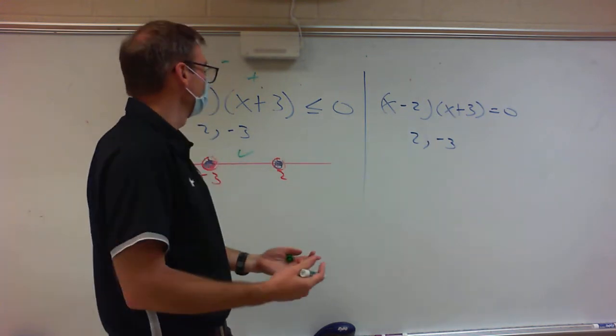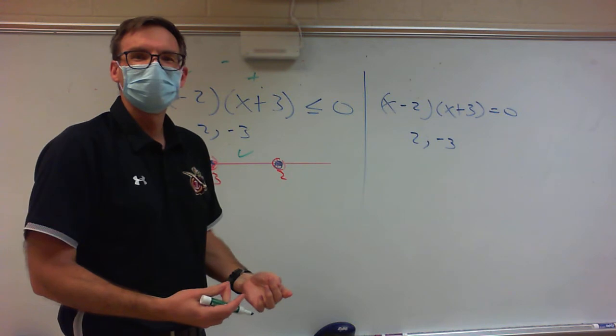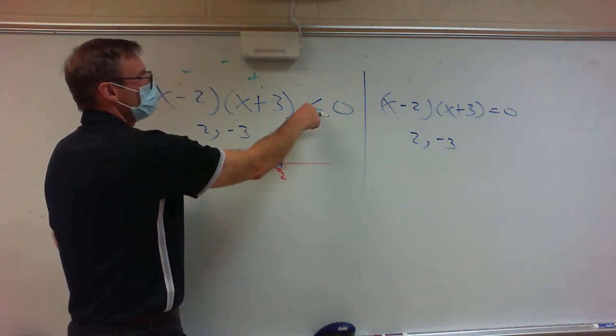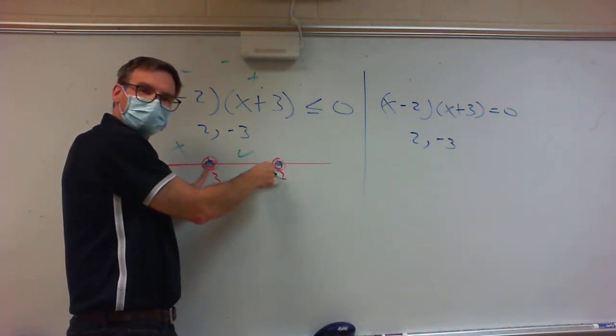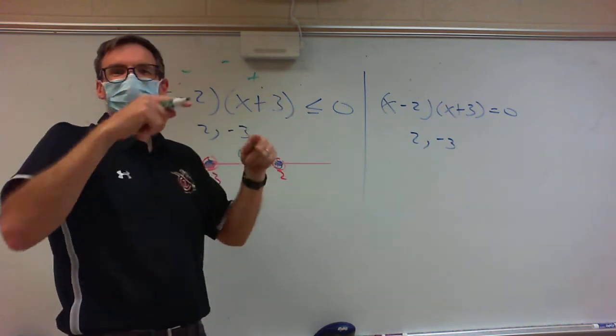Does it make a difference if it's less than or equal to, versus without the equal to? The difference is that the equal to means the dots are filled in. Oh, okay. And if it doesn't have the equal to sign, then you have an open circle.